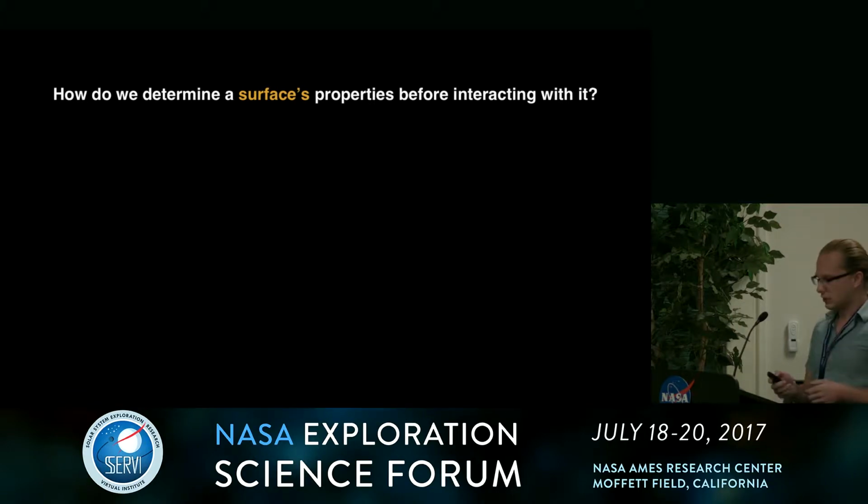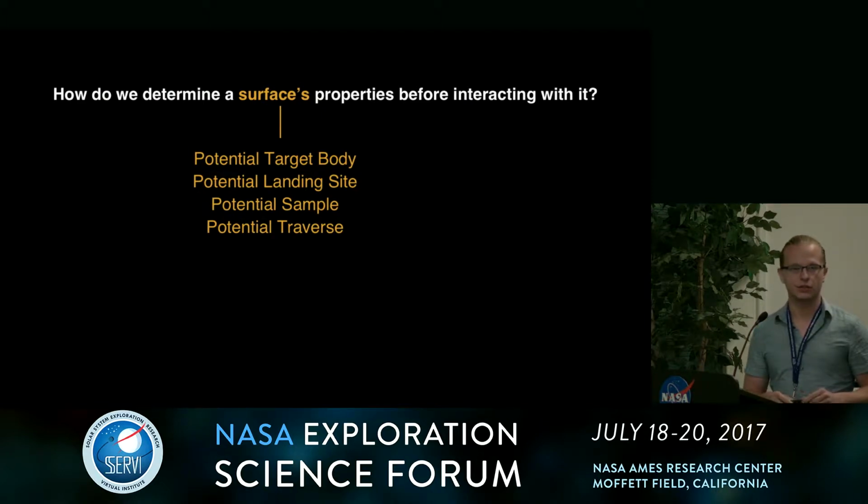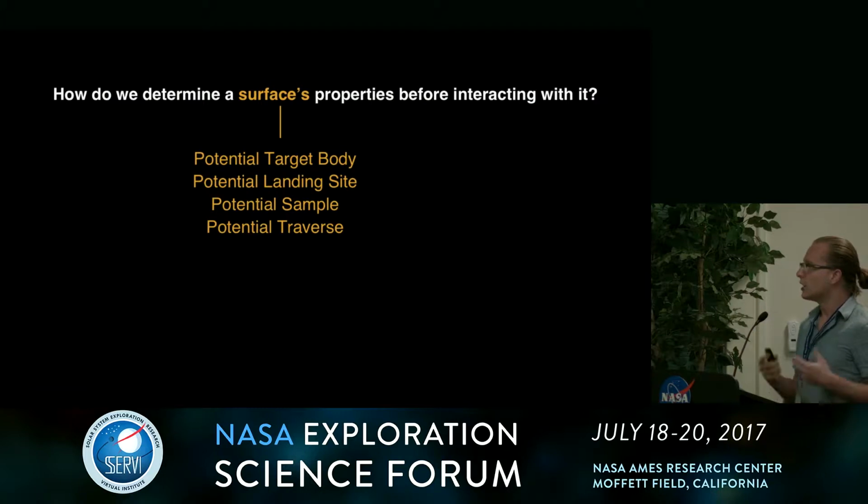So first off, you have to determine what you mean by a surface. And in some cases, you mean a potential target. So beyond just a surface, maybe you're selecting which asteroid you're going to go to. Potential landing site on a target. Or a potential sample once you're there. Or potentially, if you're there and you're trying to get somewhere else, you're selecting a traverse and you have to cross a surface to get to another site.